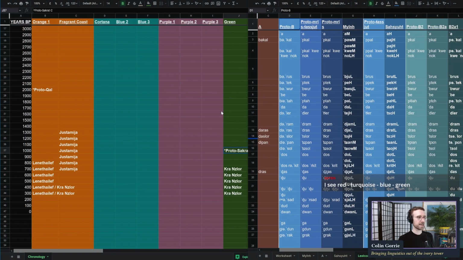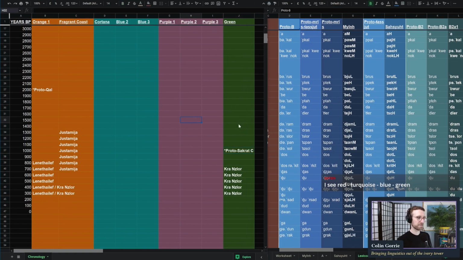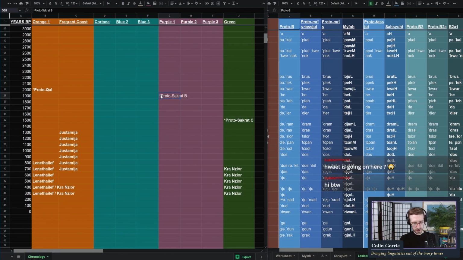Then we need a spot for Proto-Sakrat B. And I'd like a little bit more time depth for this one. Or maybe, actually, I think maybe we should push this back a bit. So I'd like some more. Okay, so 1500. Then we want Sakrat B. I think we should have Sakrat B break off a bit before, maybe around here. So this is our proto-language.